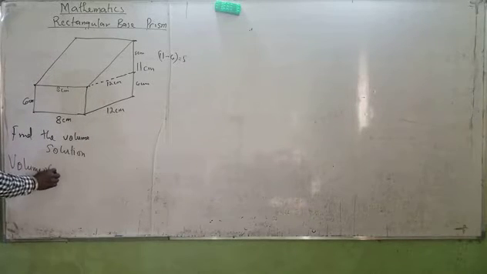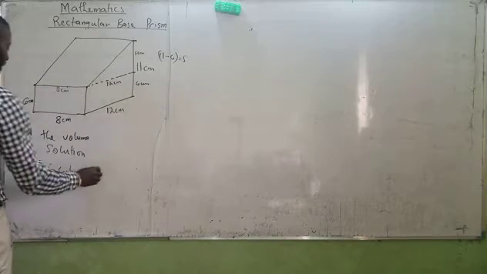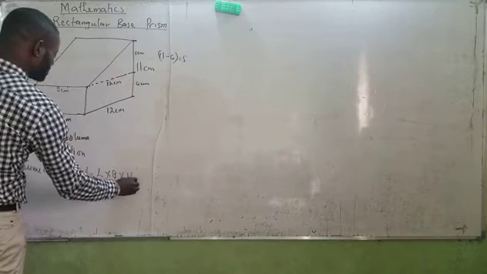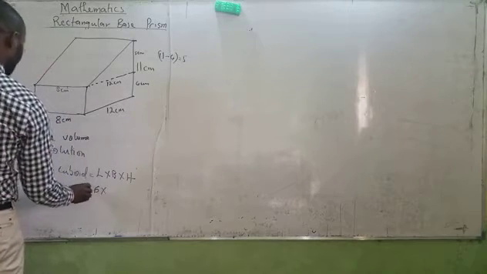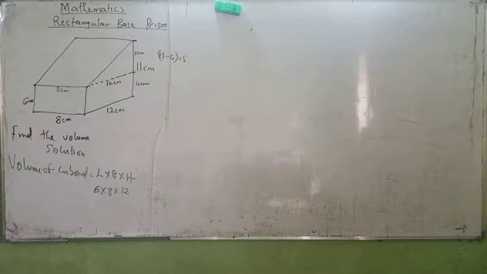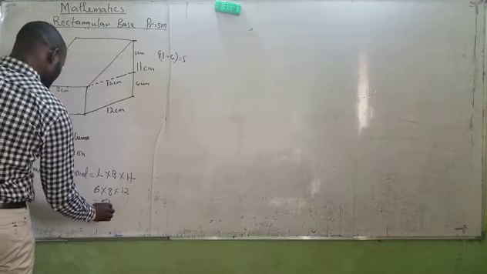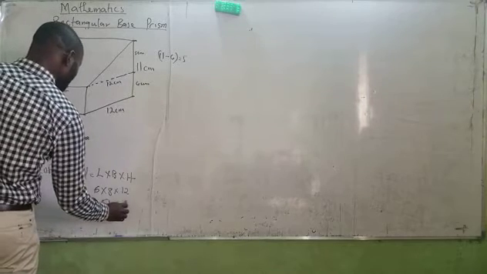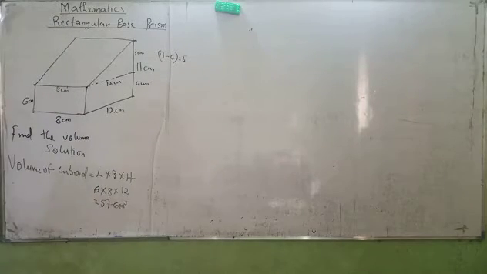of cuboid, which will be equal to length times breadth times height. Now, I'll be having 6 multiplied by 8 multiplied by 12, which is 576 centimeter cube.